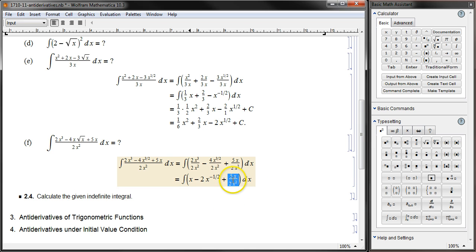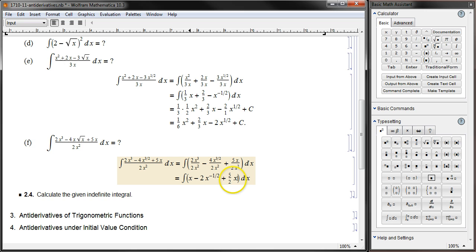Finally, the number part is 5/2. Actually, what power is it? 1 minus 2, so negative first power.